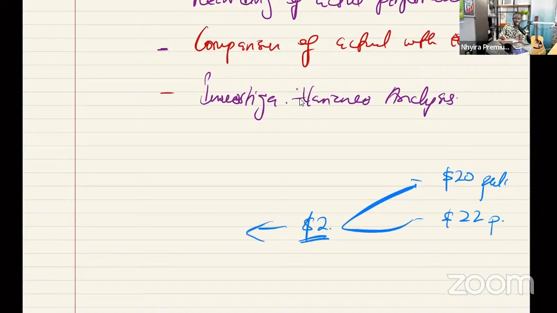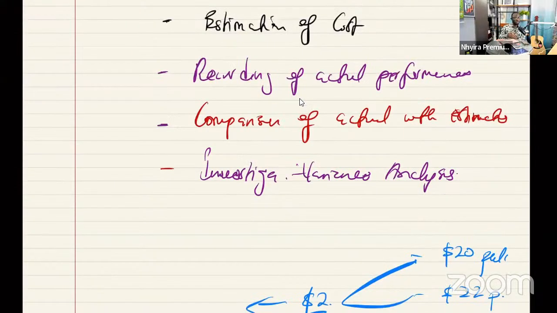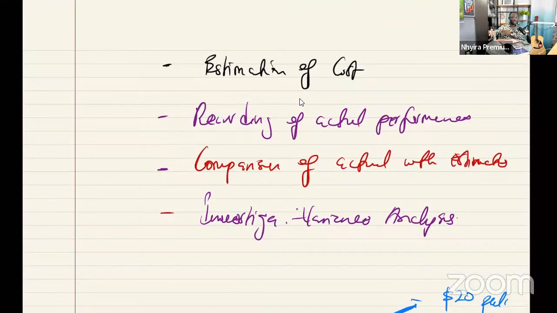So we have to then investigate this $2. Why did we spend more? Maybe we didn't buy in bulk to enjoy quantity discounts. Maybe our procurement department was not doing the right work. They didn't negotiate well in that particular case. So generally, when we talk about a standard setting process or stages, these are what we are talking about. And it comes from the definition of standard costing: that standard costing refers to the establishment of cost, collection or recording of actual performance, comparison of the actual performance with the estimate, and performing variance analysis. So the stages are organically in the definition of what standard costing is.